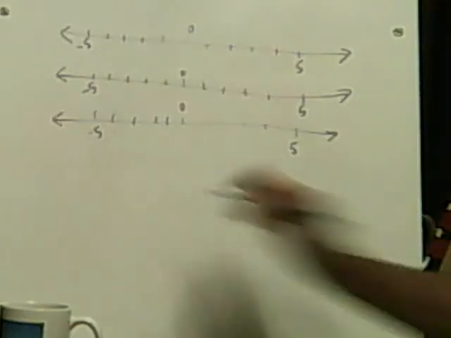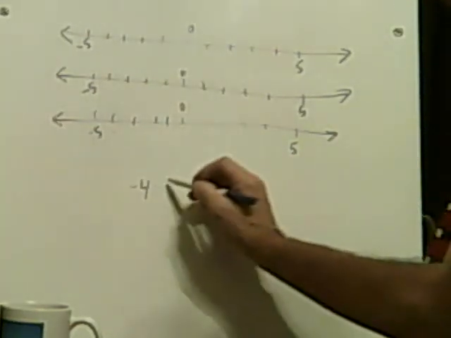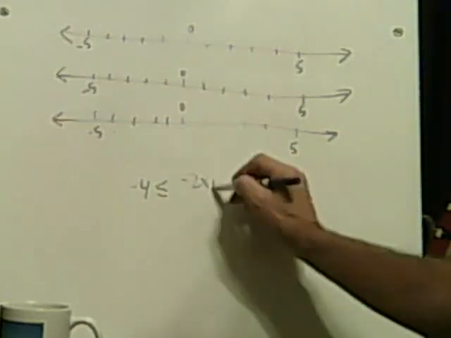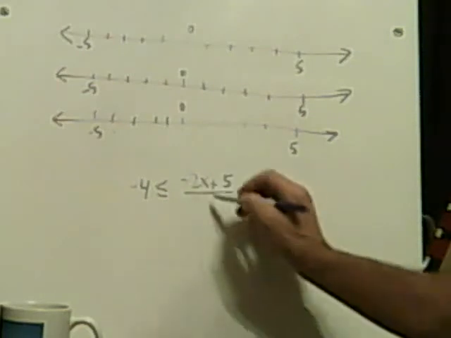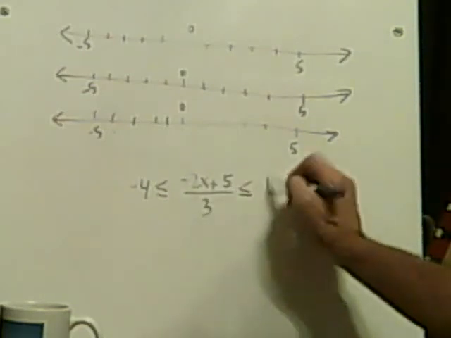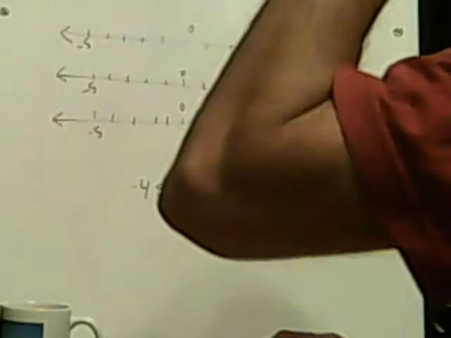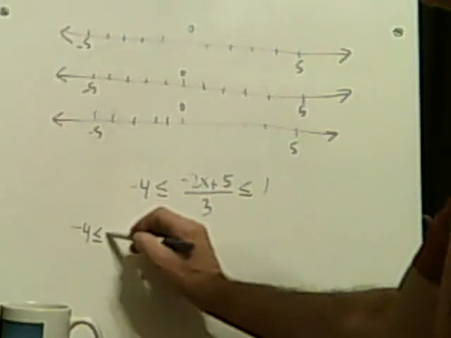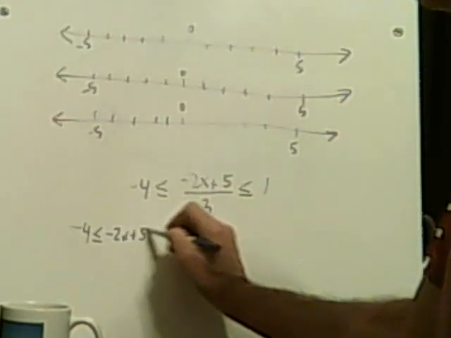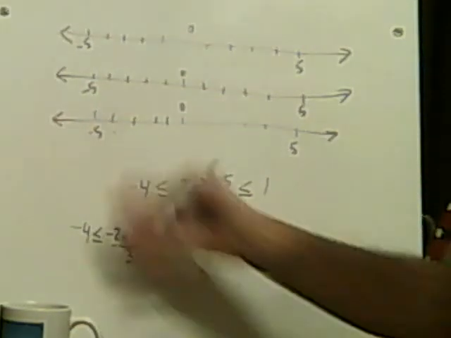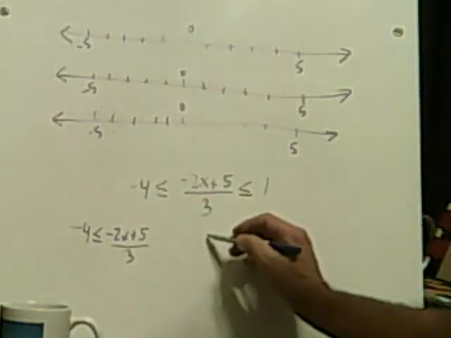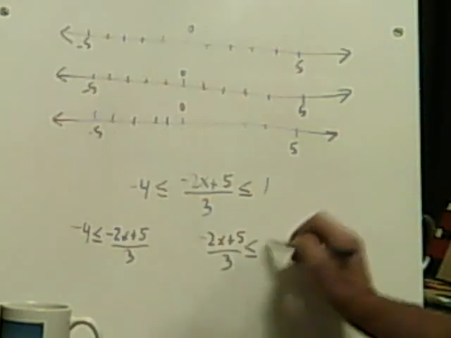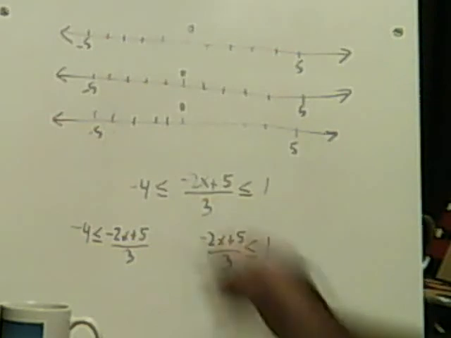Now, number 32, negative 4 less than or equal to negative 2x plus 5 over 3, and that's going to be less than or equal to 1. So, once again, I'm going to make this into 2 separate inequalities and just do them individually. I could have first multiplied the whole thing by the 3, but I'm going to do that in 2 separate steps. I just think it makes it a little clearer. Okay, so I'm going to multiply through by the 3.